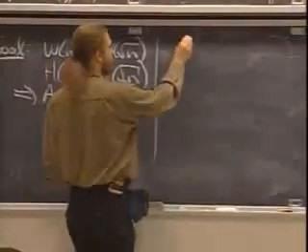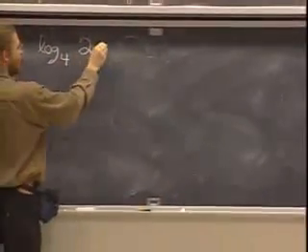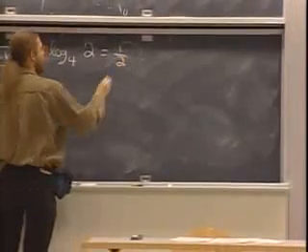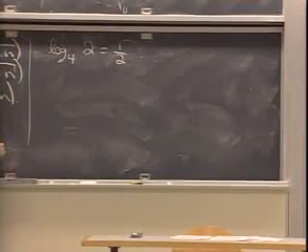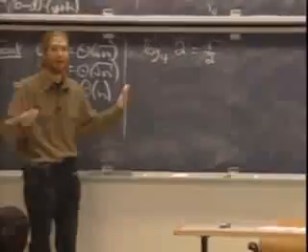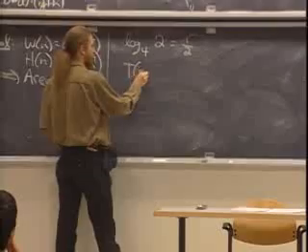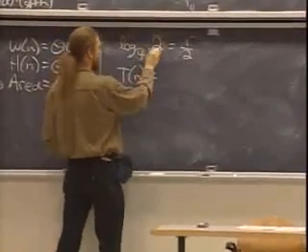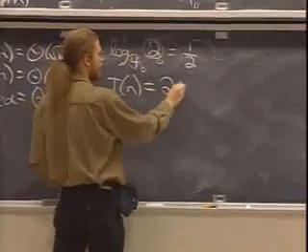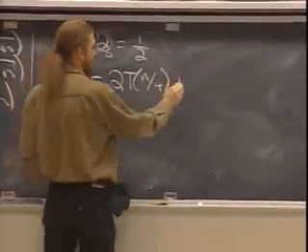Turns out, log base 4 of 2 is a half, right? Because square root of 4 is 2. So let's aim for this. Why not? So when would we get log base 4 of 2? Well, T of n would be, now get this right, this is b, this is a. So it should be 2 times T of n over 4 plus something.